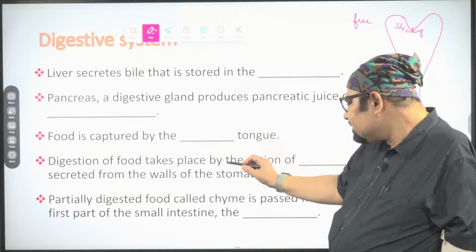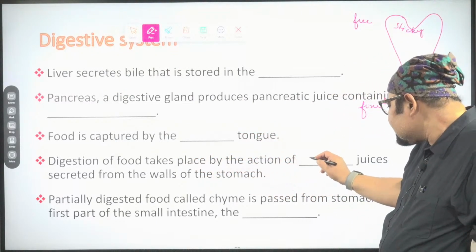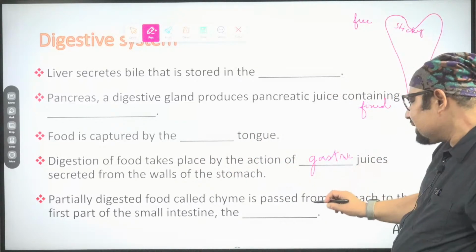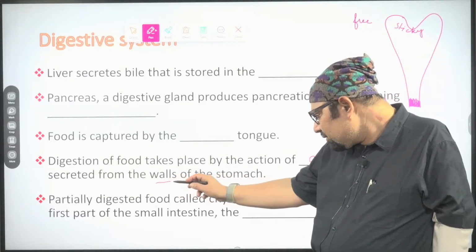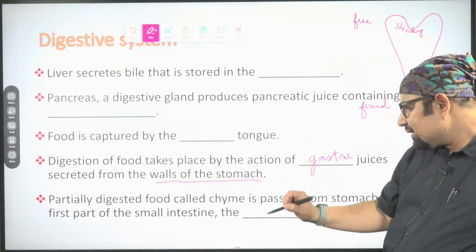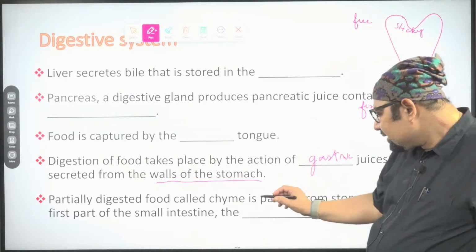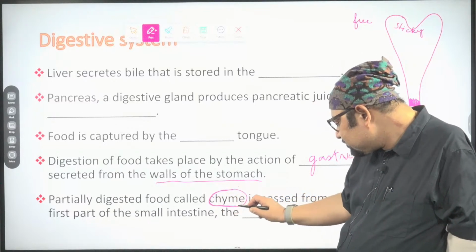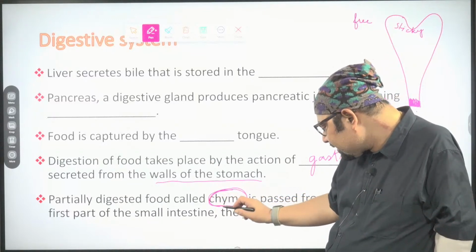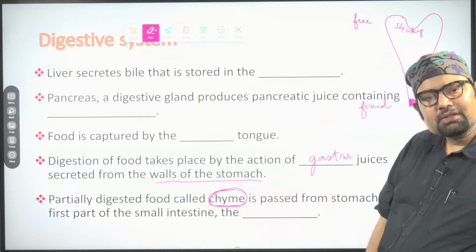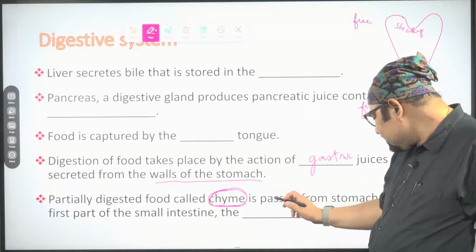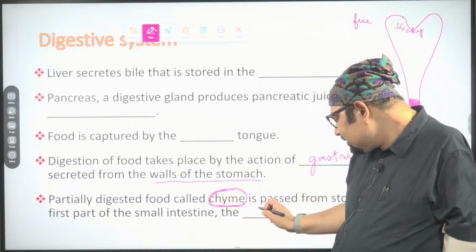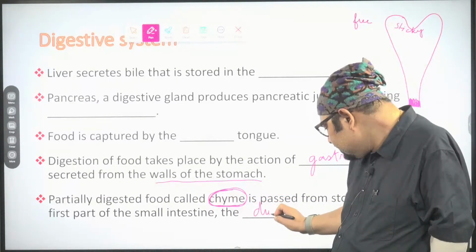Digestion of food takes place by the action of gastric juice. Gastric juice is produced by the gastric glands. Gastric glands are present in the walls of the stomach. Partially digested food is called chyme. Always remember that in the stomach, that partially digested food is always called chyme. The chyme is passed from stomach to the first part of the small intestine, the duodenum.